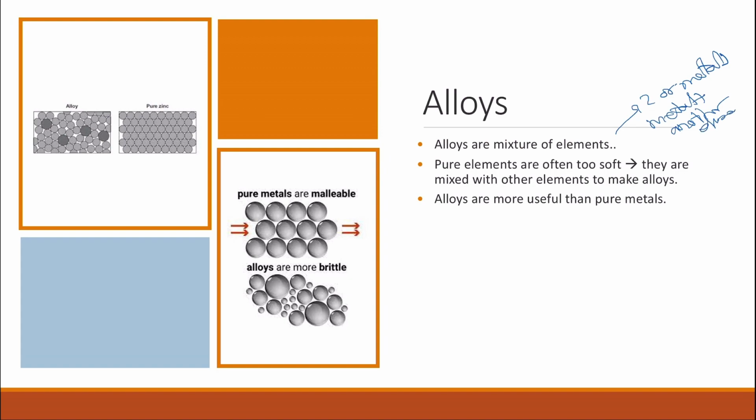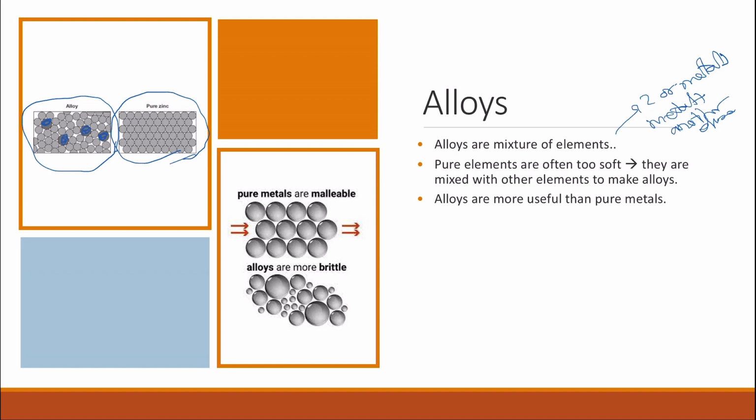Why are alloys important and useful? The problem with pure metals is that they are often too soft. So to make these metals harder, they are mixed with other elements to make alloys. These are pure metals here, and this is an example of an alloy where you can find different elements within the giant structure of the pure metal. Alloys are harder than pure metals, so they are more useful than pure metals.